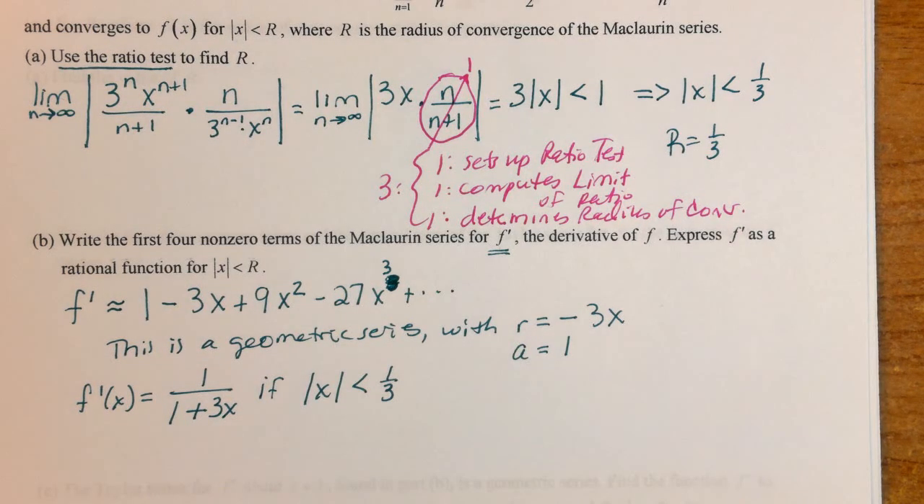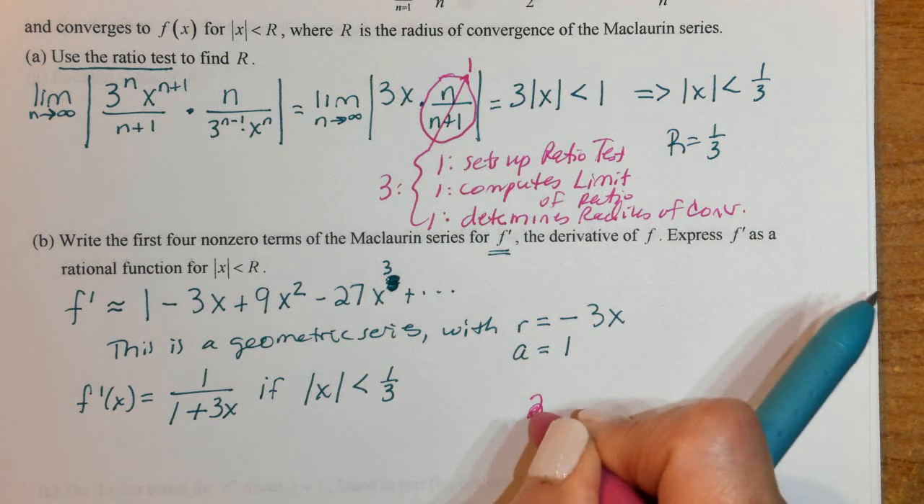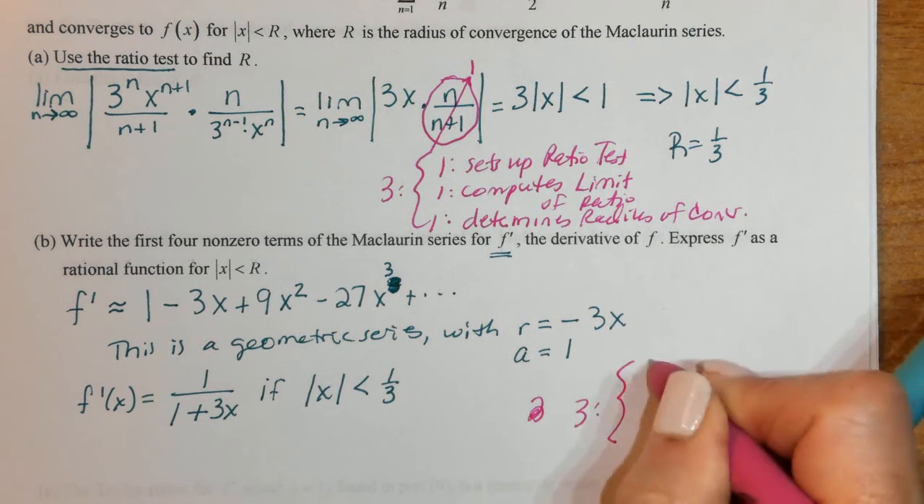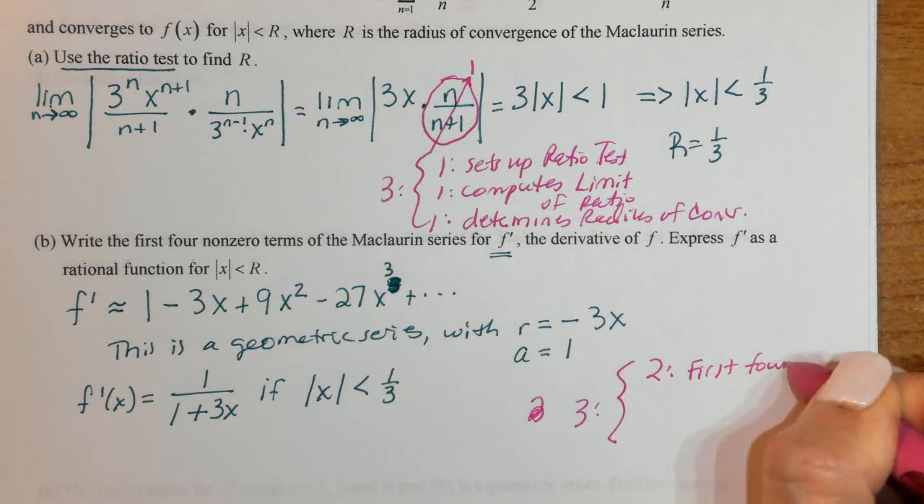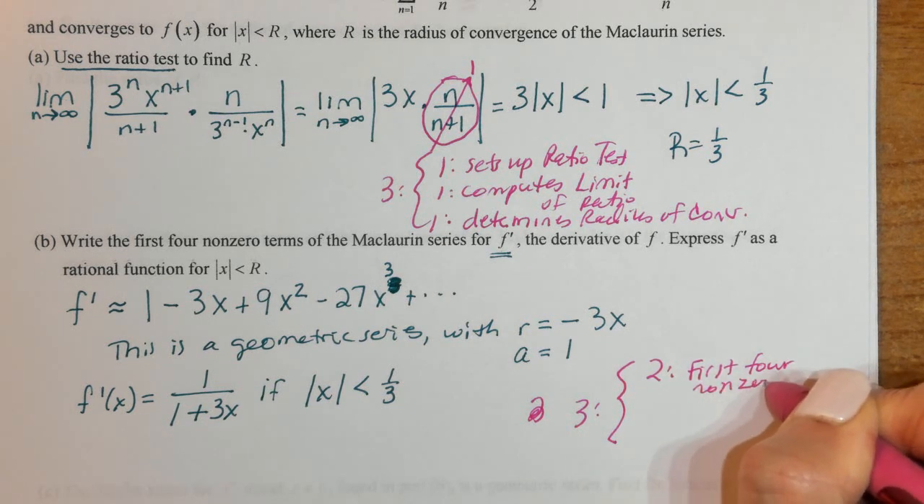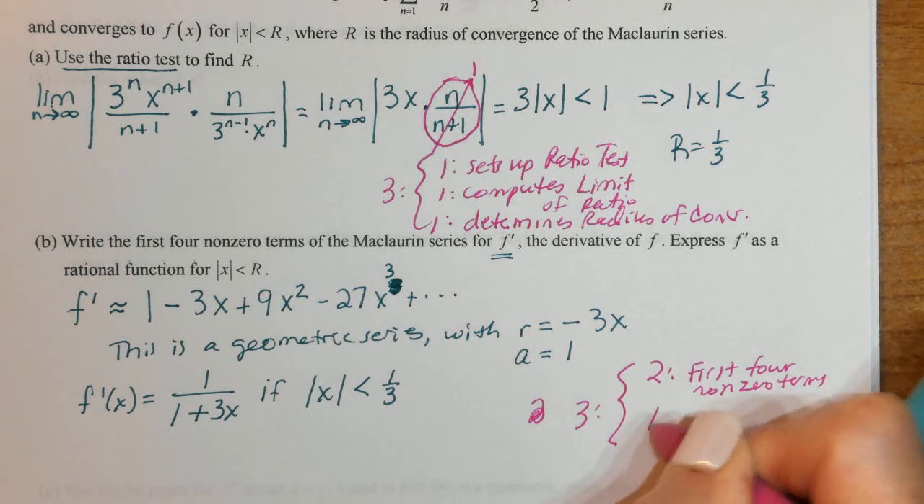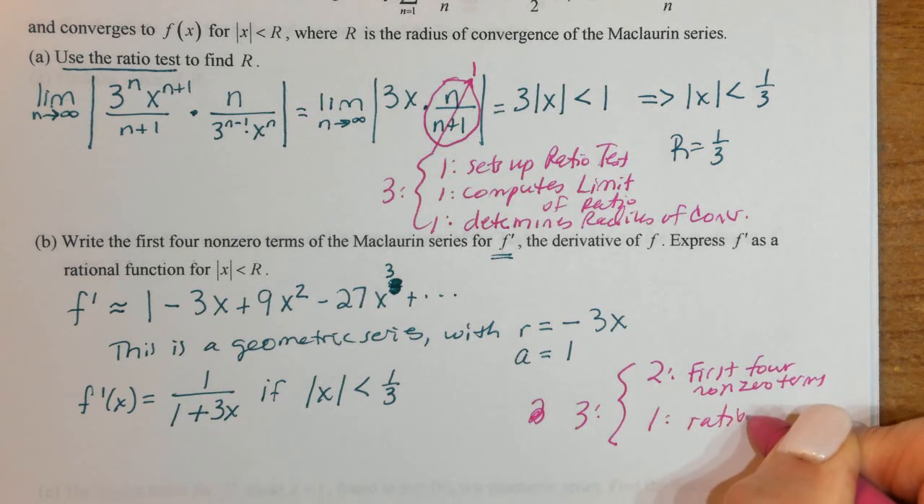Okay? This was worth 3 points. 2 points for the first 4 non-zero terms. 1 point for the rational function.